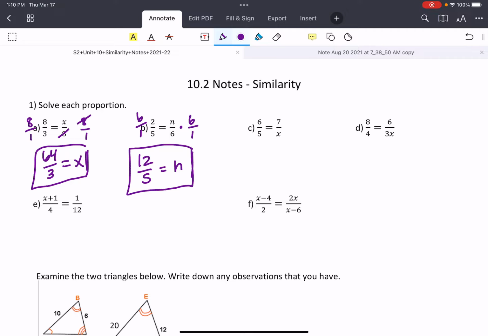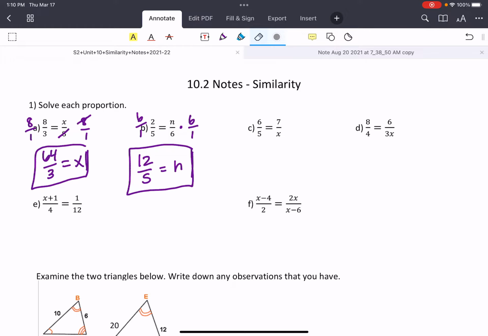We've got an x in the denominator. So when we have an x in the denominator, I can't just multiply it by 1 over 7. If I end up doing that, I get 6 over 35 is equal to 1 over x. But that doesn't really help me, so I don't want to do that. I can multiply both sides by x, because that'll get me the x on top, so I end up with 6x over 5 equals 7. And though that's solvable, I don't really like that way either.